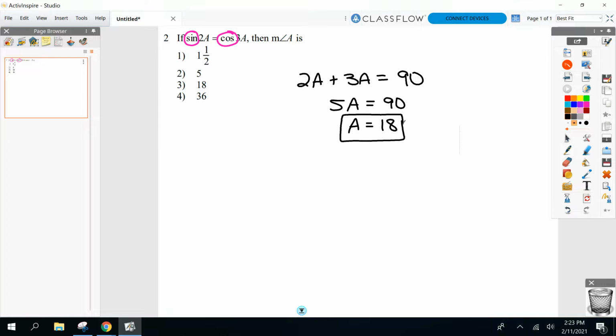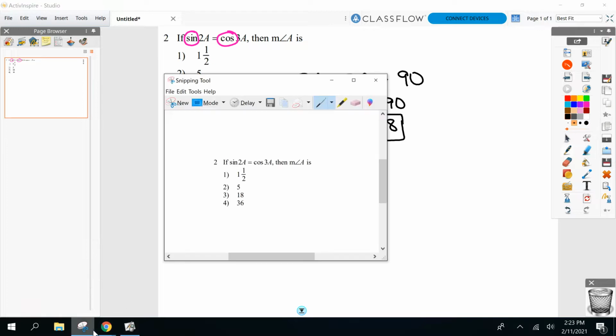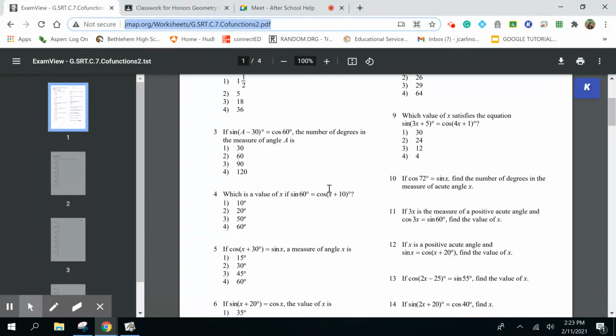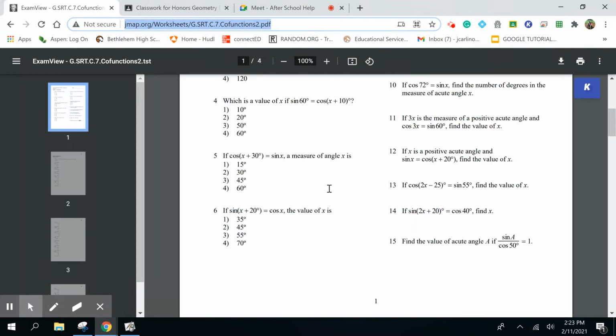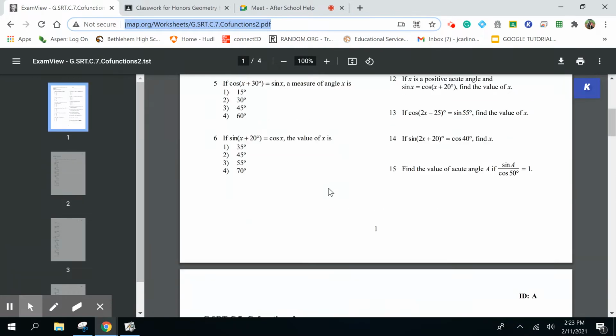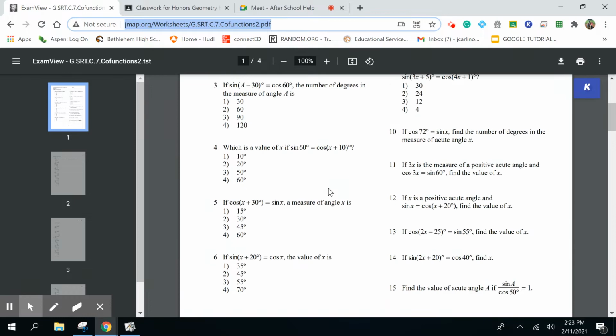All right, so that's when sine and cosine are equal. Right away, I know their angles are complementary. Let's pick another one off. I only got 15 of them, so I'll try 13. A little something different.